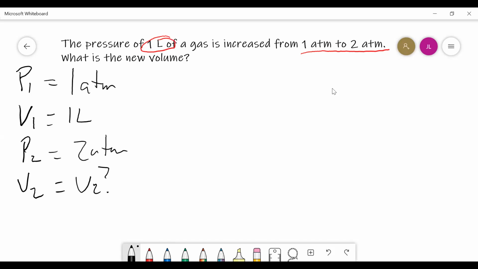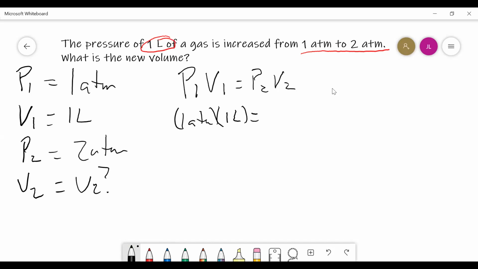Again, if you look at that organizer, we had P1 V1 equals P2 V2. So now let's plug in our numbers: 1 atmosphere times 1 liter equals 2 atmospheres times V2. Divide both sides by 2 atmospheres.